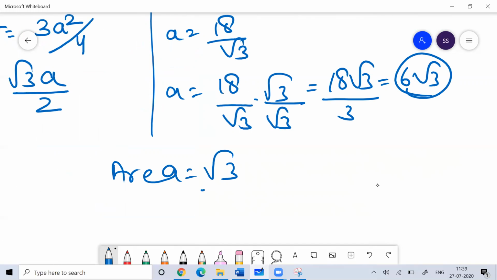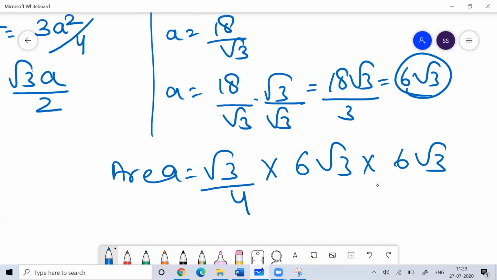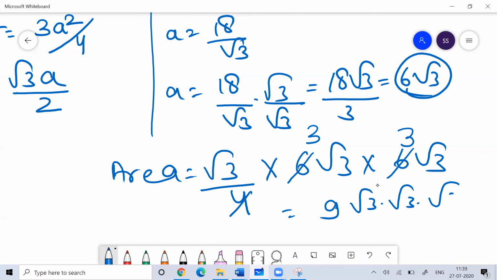Area is nothing but root 3 by 4 into a square, means 6 root 3 into 6 root 3. So this would be 3, this would be 3, so you got 3 3 9, then root 3, root 3, root 3. So you get 27 root 3. So that is your area.